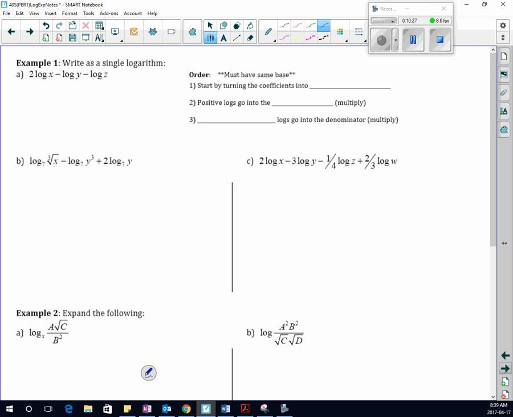So now we're going to practice writing as a single log. This has consequences later down because we're going to be solving log equations later. So we have to be able to rewrite expanded logs into single logs. Okay, so example 1 says write as a single log. And so the first thing is you cannot do this unless it has the same base. So that's why the a was the continuous base in my theorems there. So the first thing you should do is start by turning any coefficients into, so for instance, this is a coefficient of a log. What would I turn that into?